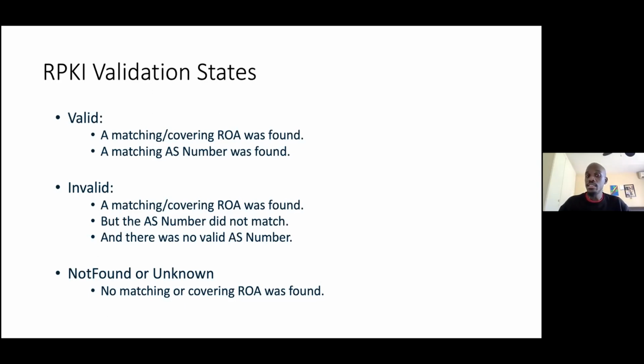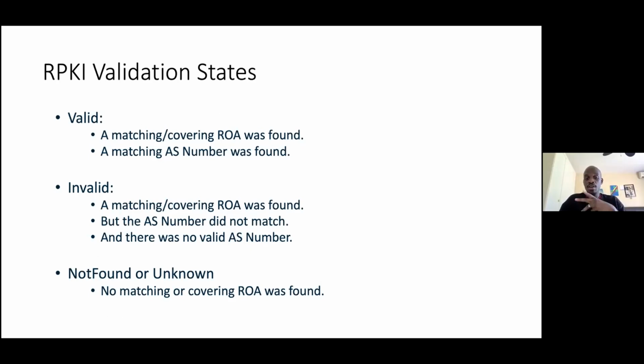If it's invalid, it means that a matching or covering ROA was found. However, the AS number did not match that ROA. So there's no valid AS number for that prefix. So that's an invalid. And that's normally the one that you're looking for. Either it will be a misorigination or it will be an opportunistic hijack.